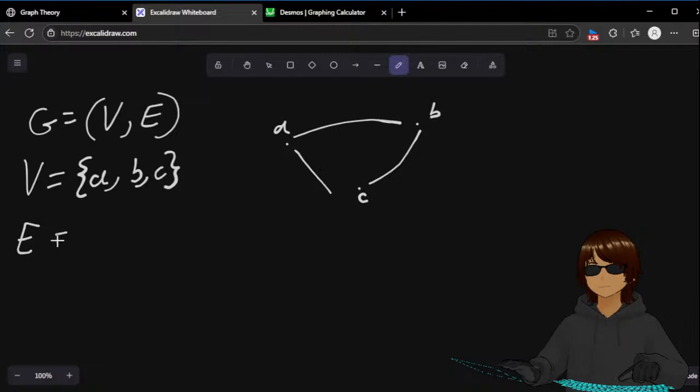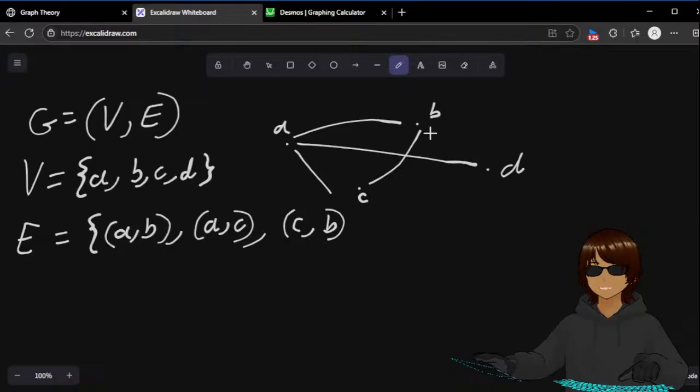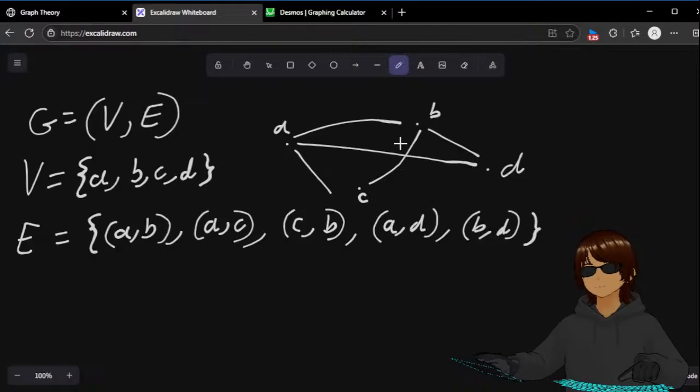So edges is, we have a set here. So we have AB, AC, and then CB. Then maybe we could have point D as well. D, which is connected to A and let's say B. So we have AD and then BD. So this is an example of a graph.